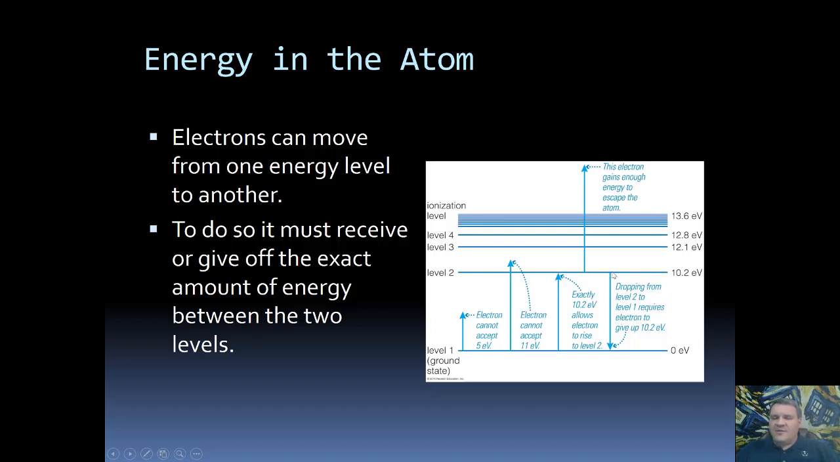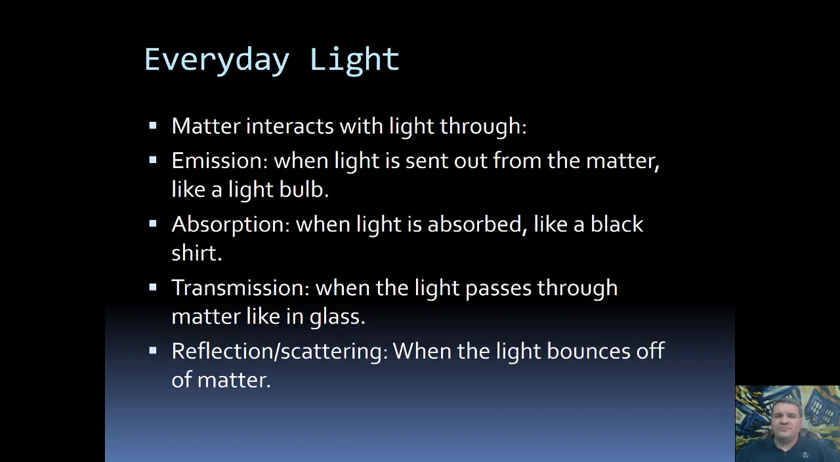Now, when the electron loses energy, if it can lose exactly 10.2 energy, it will transition from 10.2 and fall back down to 0. But it must have given that energy off some way. And we'll talk about this more in a bit. The best way for it to do it is by giving off light. So as the electron drops from high energy to low energy, it's going to give off the energy, usually as light.